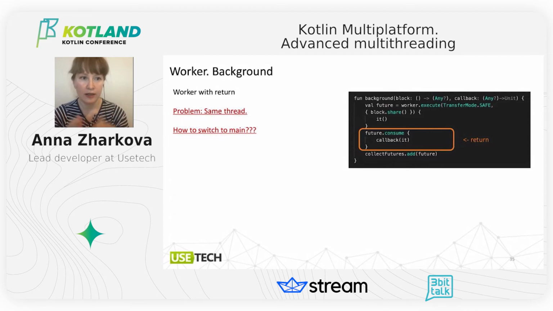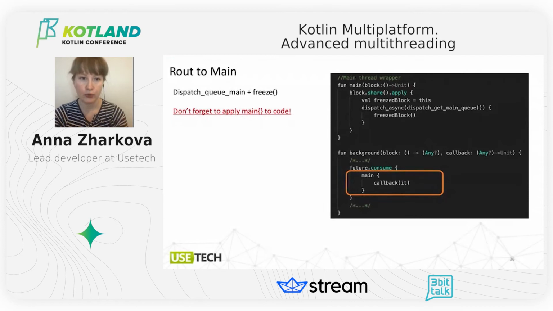Well, that is about how to return the value, but how do we switch to main and return the value to main? We can implement it in the same way that we used before, sending all the code in and implementing it in dispatch get main queue. And of course, at first we must not forget to share, to freeze it, because we should remember that before we send something to some queue, we need to make it immutable. We need to share or freeze it.